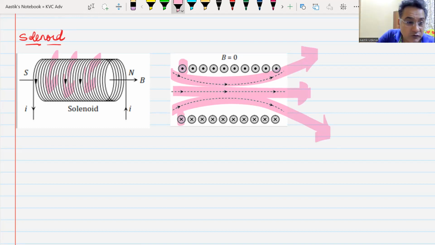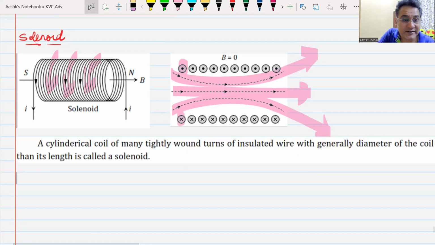Current is coming outwards from one side, from the top, and current is going inside from the bottom. Do we understand this? Yes, sir. Do you understand the direction of current and the direction of magnetic field? Do we understand this? Yes, sir. Okay, this is a solenoid.